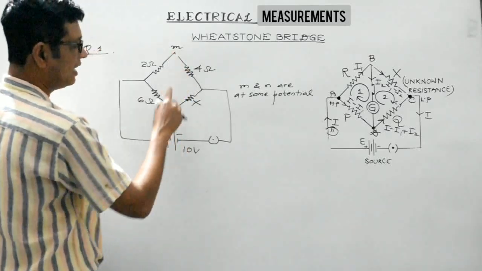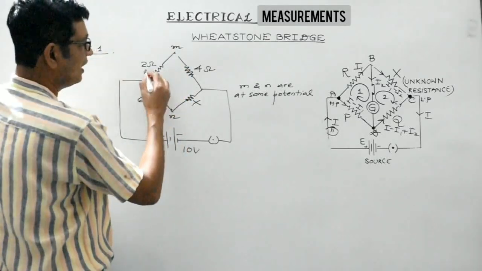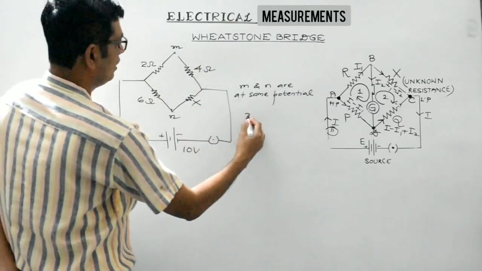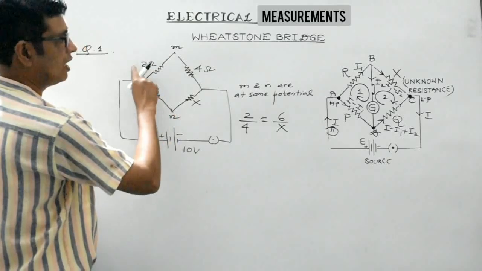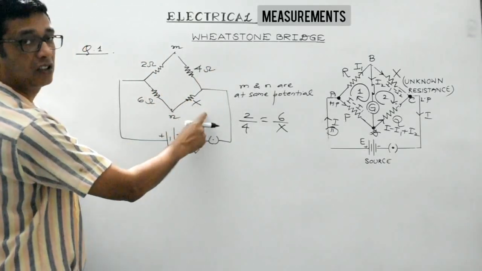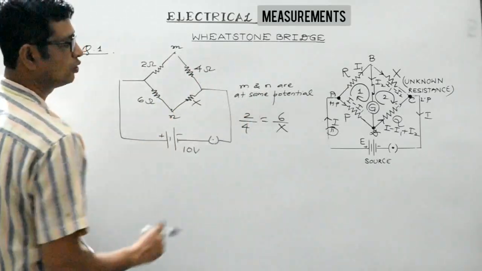So since M and N are at the same potential, therefore the bridge must be balanced. And in that case, these are the ratio arms, isn't it? In that case, 2 by 4 would be equal to 6 by X. This is R, this is X, this is P, this is Q. In the balanced condition, P by Q is equal to R by X. That is what I have written over here.